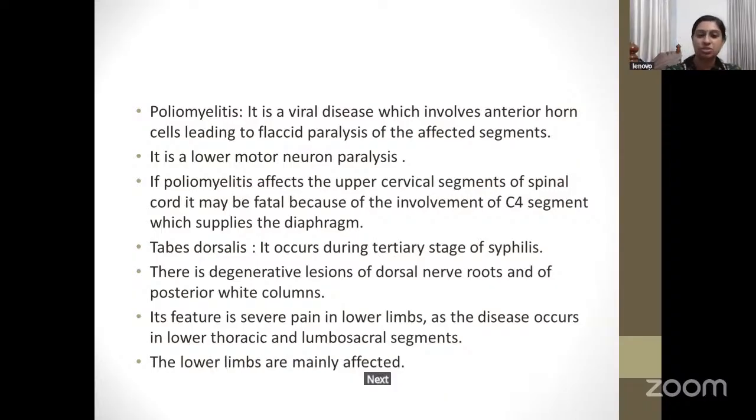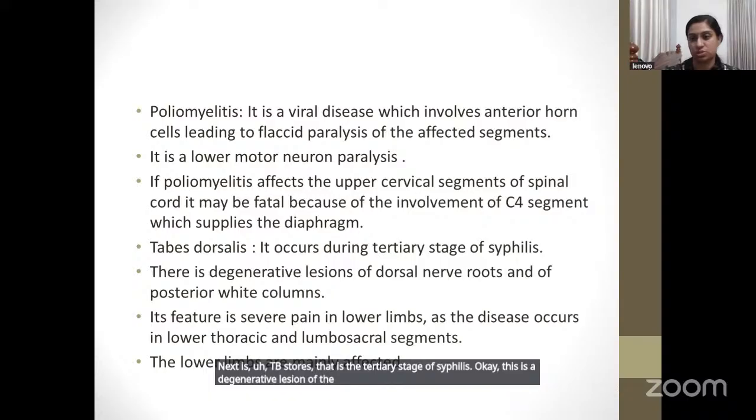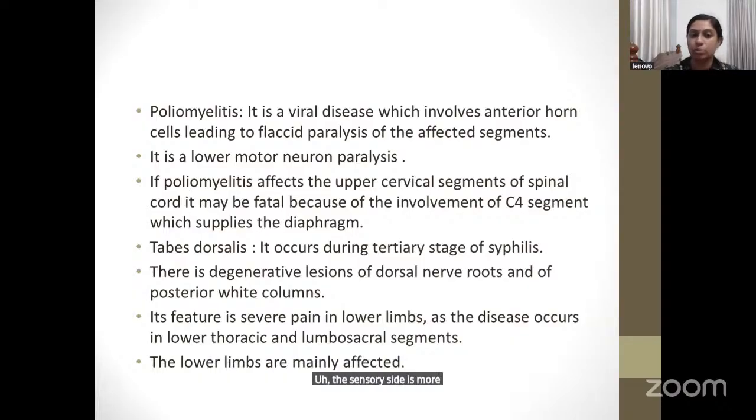Next is tabes dorsalis, that is the tertiary stage of syphilis. This is a degenerative lesion of the dorsal nerve roots. So the sensory part is affected, and the posterior white columns are also mainly affected. The sensory side is more affected when the posterior white columns are involved.